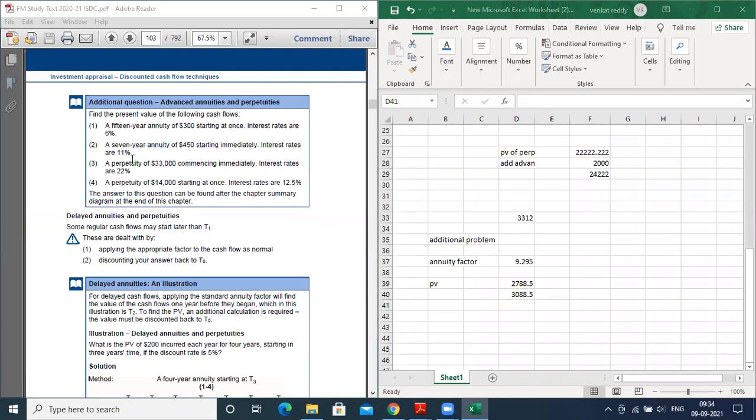A perpetuity of 14,000. Sorry. Third one, a perpetuity of $33,000 commencing immediately. Interest rates are 22%. So simply we need to apply the formula here. Now, the fourth one: a perpetuity of $14,000 starting at once. Interest rates are 12.5%. So how can we calculate the present value in this case?